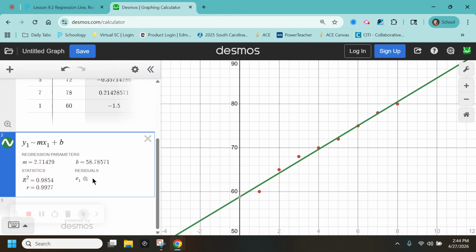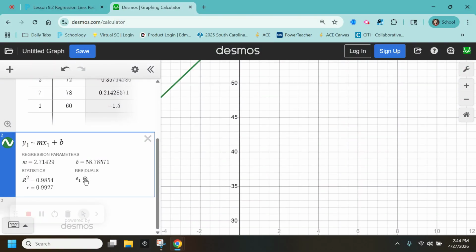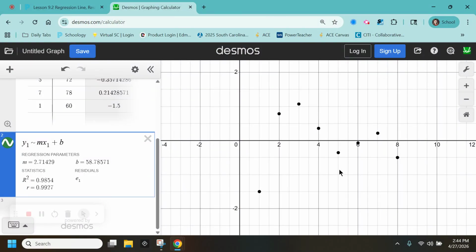So remember, residuals is the distance that each of the points is away from your line of best fit. So we want small residuals, so those are going to be small distances, and then we want a random scatter. So what you're going to do now is after you've hit plot, you have this plus sign. So instead of looking at our graph, our scatter plot, we're actually going to look at just the residuals.